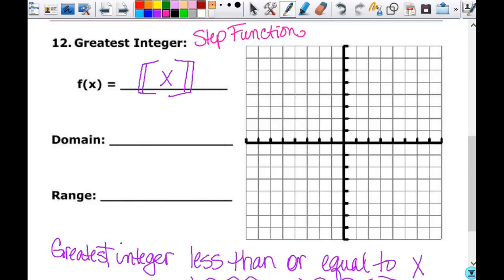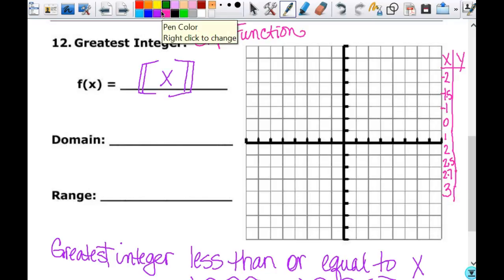So let's make a little chart that we can do over here. So let's start with -2, -1.5, -1, 0, 1, 2, 2.5, 2.7, and 3. Okay.